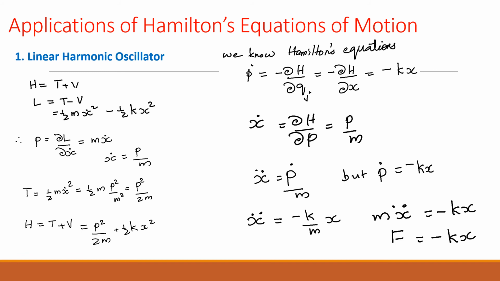What is m x double dot? It is m times acceleration. So m times a is equal to minus kx, that is F is equal to minus kx. So we defined the expression for force. F is the force on a stretched spring. It is also known as Hooke's law. F is equal to minus kx.